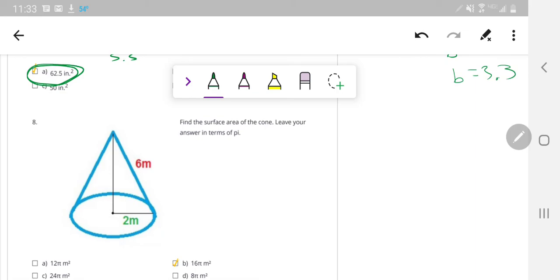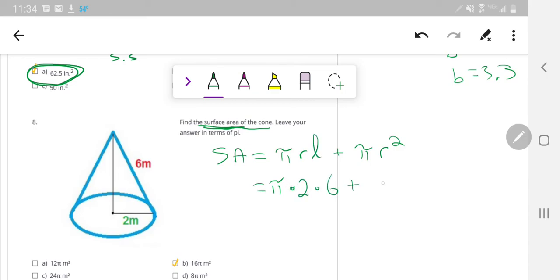Now we have a regular, simple cone surface area problem. This is what we're talking about right here. Cone surface area. This is what's on your quiz. And let's get to it. Find the surface area of the cone. So we've got surface area equals pi RL plus pi R squared, and pi times 2 squared. Whoops. I meant to put the L there. So that's going to be pi times 2 times 6 plus pi times 2 squared.